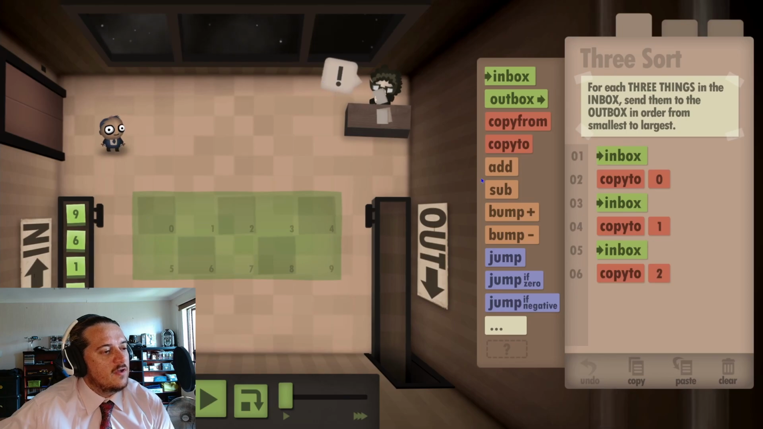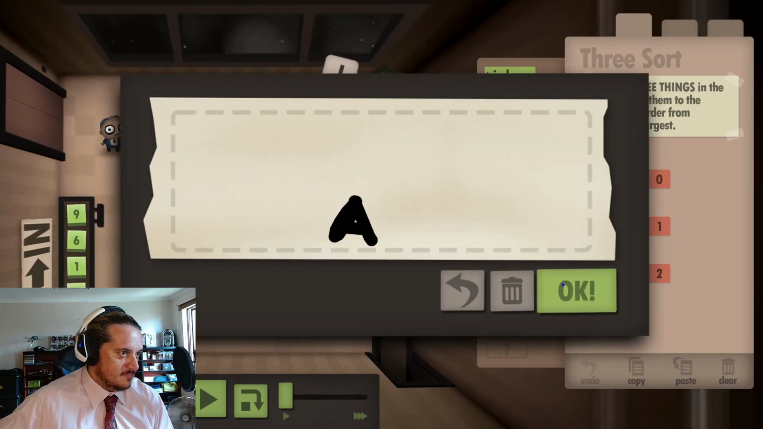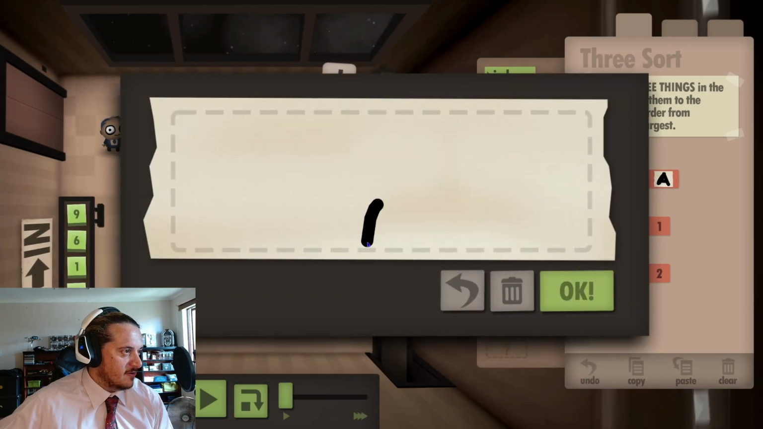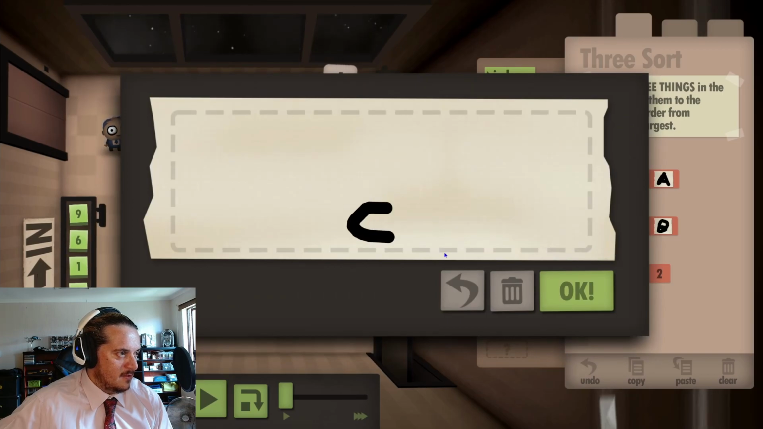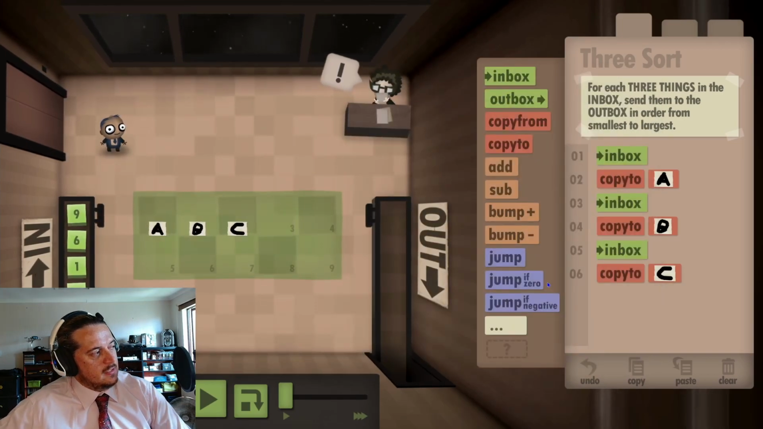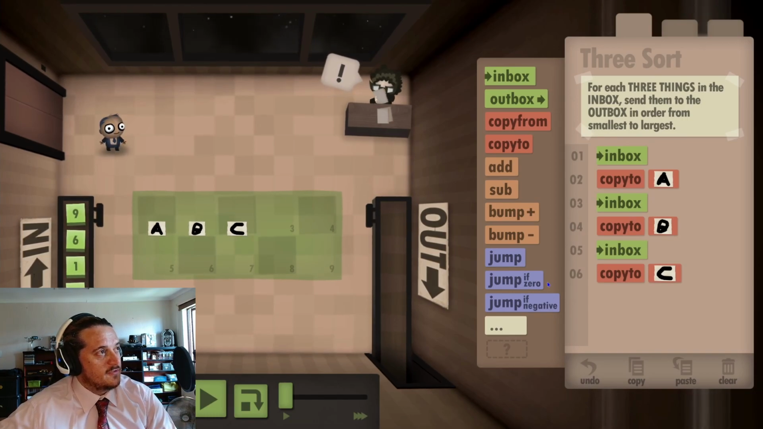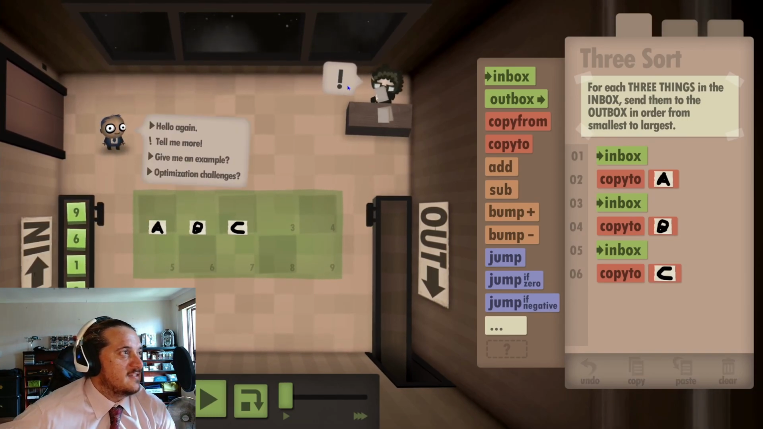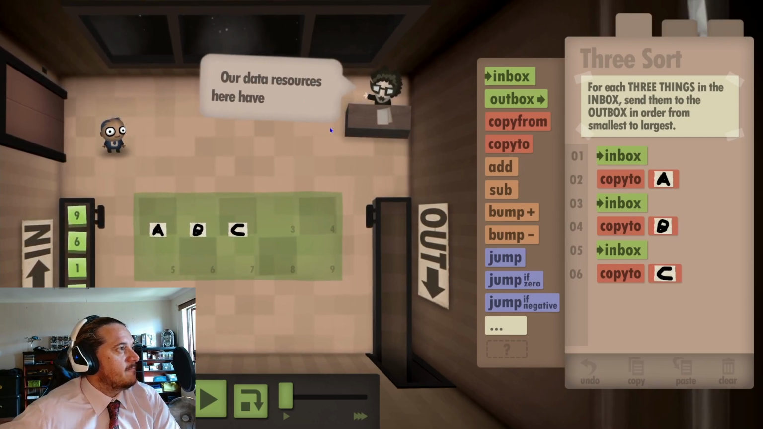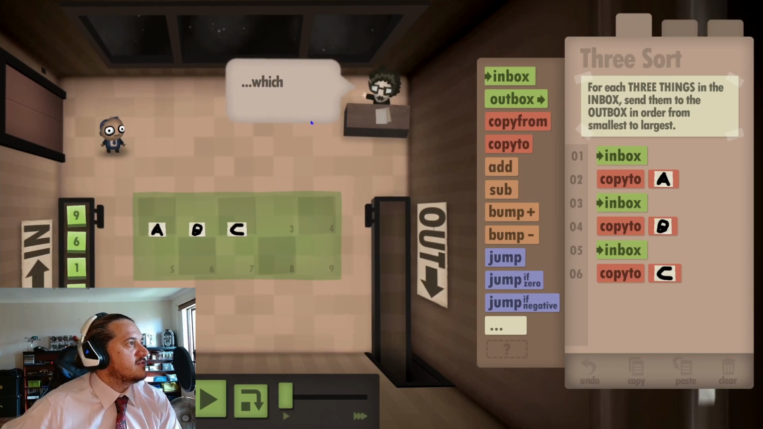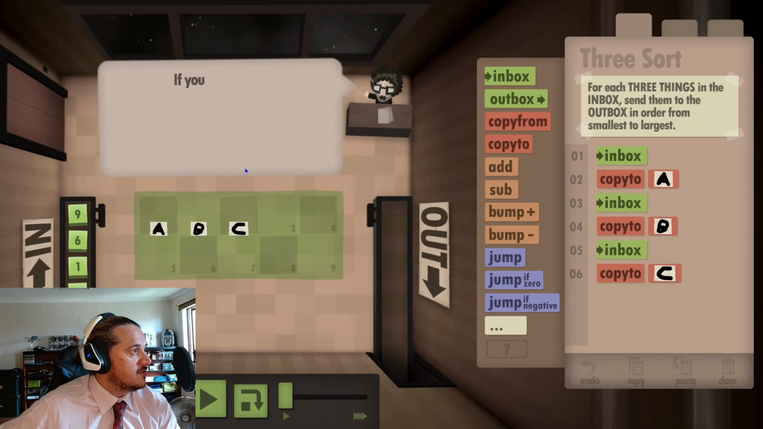No, that's... man. Okay. So I've got to do greater than calculations here. Done that before. This is difficult. To do the greater thans. Don't like it. It's not normal. Sort sets of numbers. Don't worry, our data resources here have no feelings, which we find to be convenient. Well, that's very helpful. Thank you so much.